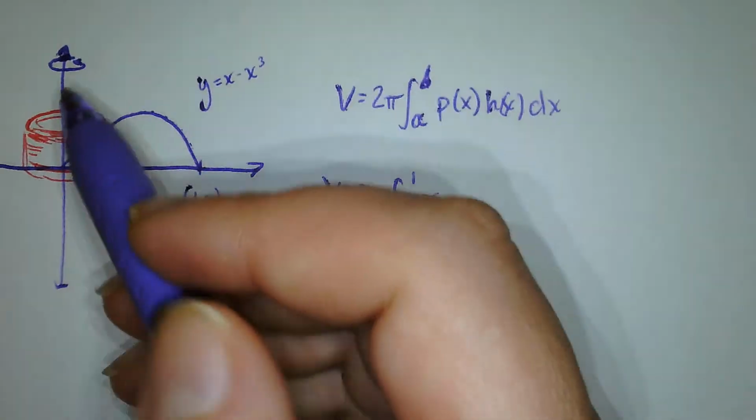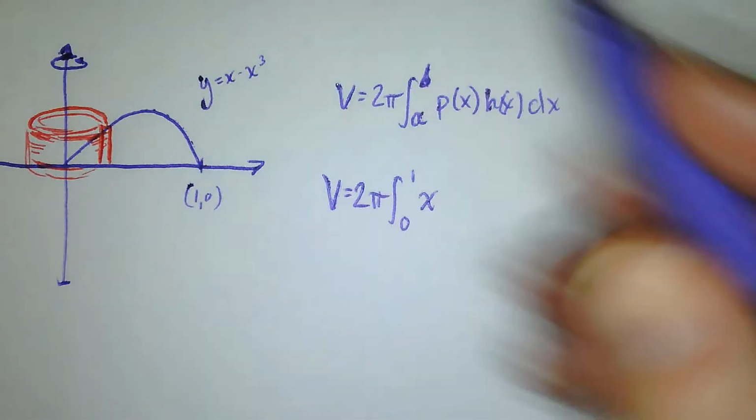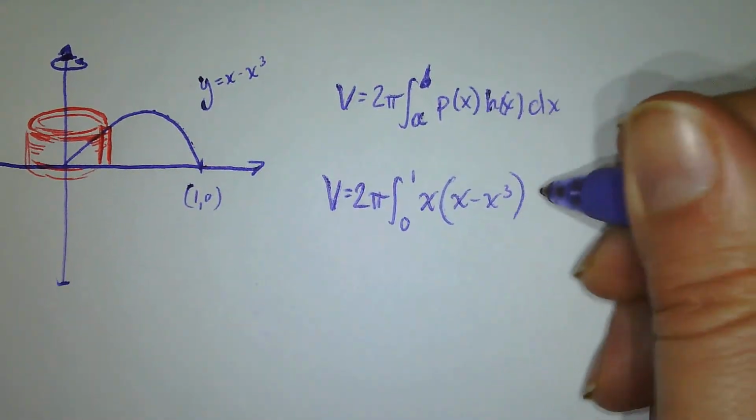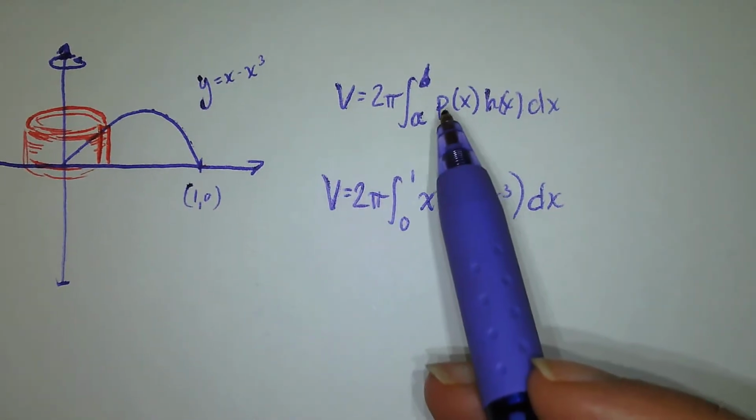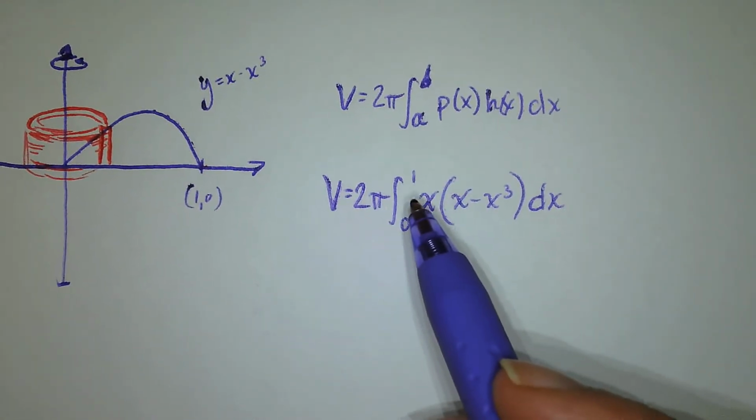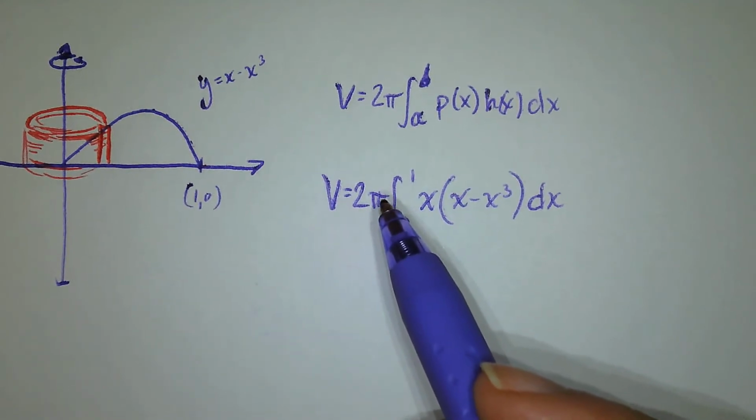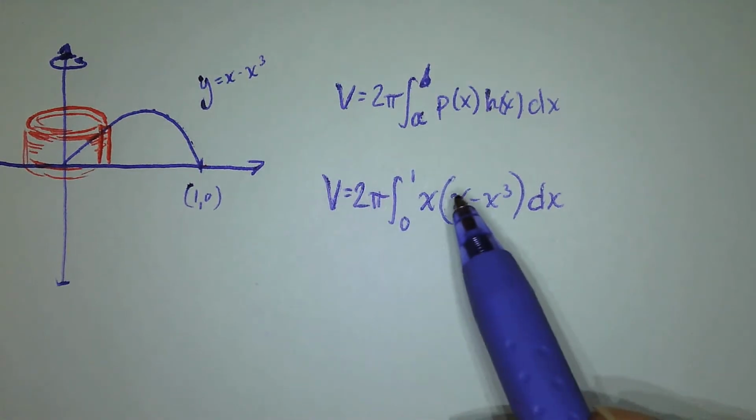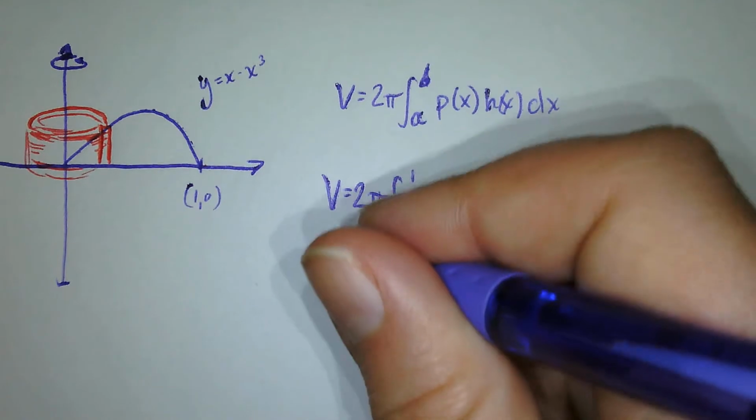What is the height of the cylinder? Well, the height of the cylinder is going to be represented by this curve, and that's x minus x cubed dx. And typically when you do this, one of these is going to be just a plain x or just a plain y, which is kind of nice. You're always going to have that. Just like before, now that we have that, the rest of this is easy. You guys are good at this.